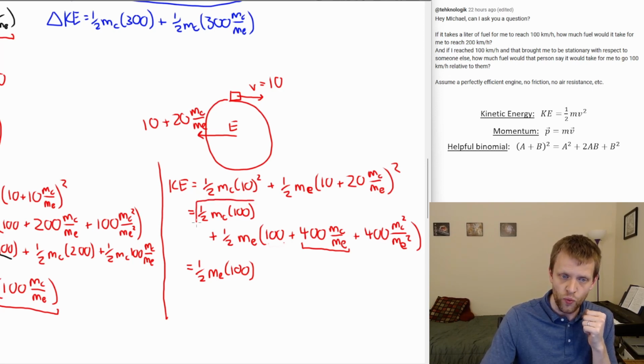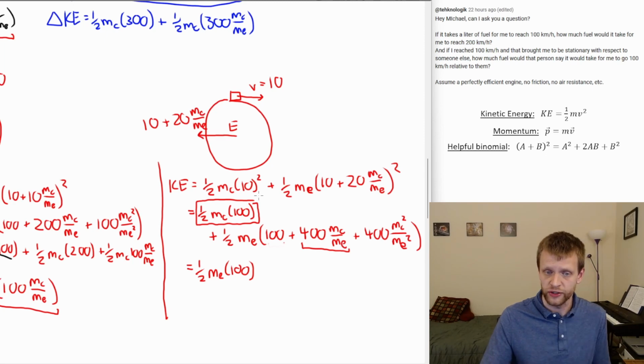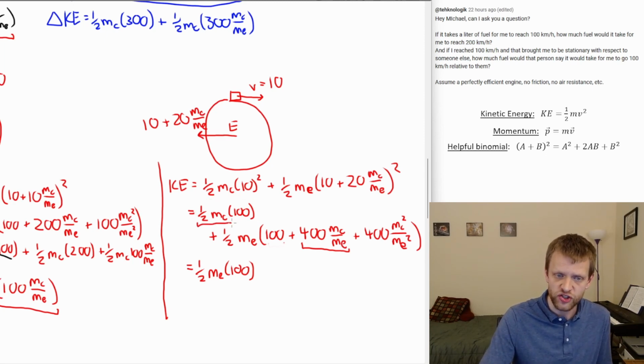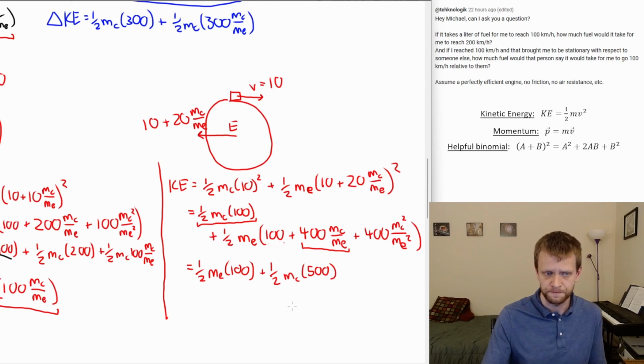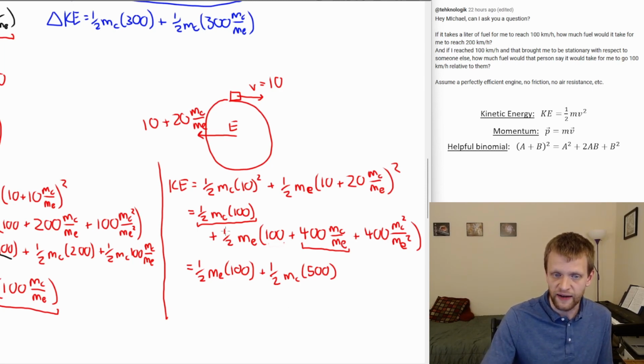But I've already got a 1/2 mass of the car times 100. So if I combine these two terms together, that's going to give me 1/2 the mass of the car times 500: 400 from this one, plus 100 from this one. So we're combining some of those terms. And then over here, we still have 1/2 mass of the Earth times 400, mass of the car squared over mass of the Earth squared. One of those masses of the Earth squared cancel, and I can write this as 1/2 mass of the car times 400 mass of the car over mass of the Earth.